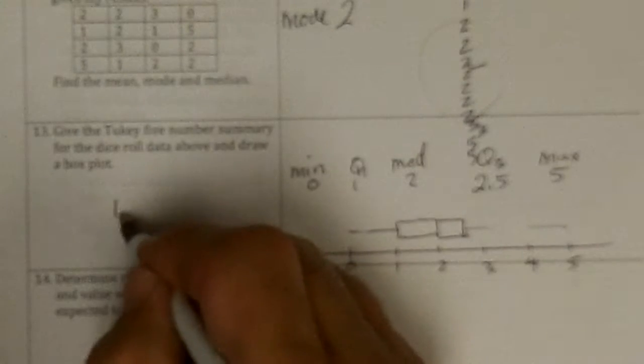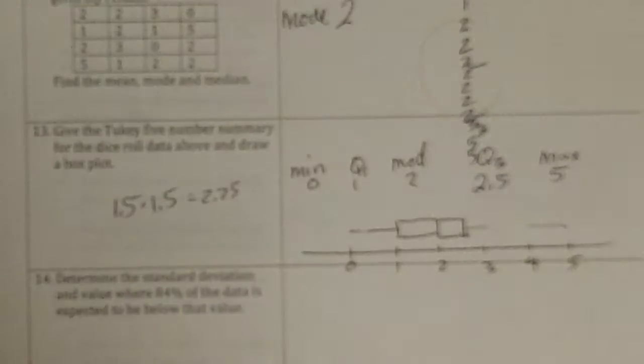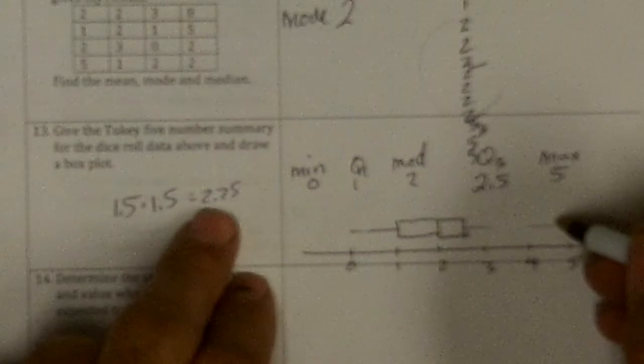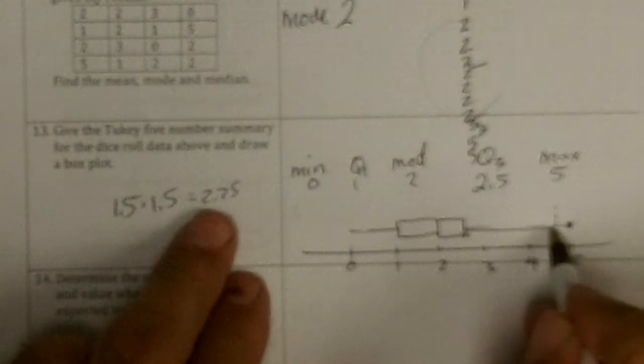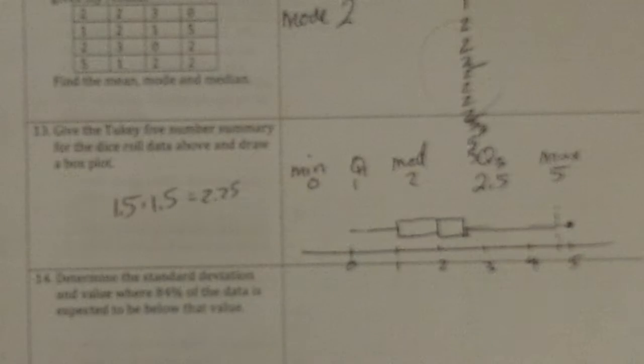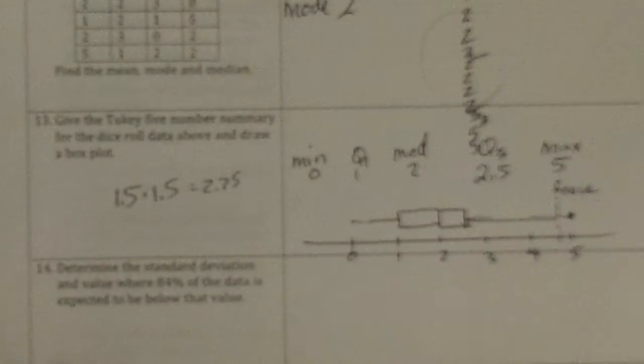And draw a box plot. Even scale, 0, 1, 2, 3, 4, 5. Whisker to 1, to 2 is a box, to 2.5 is a box, and then to 5 is a whisker, but there might be an outlier. See, the interquartile range is 1.5, times 1.5 is 2.25. So the fence would be at 2.5 plus 2.25, 4.75. So there is an outlier, so the whisker can go to there if I want to get the extra credit. Fence. Okay.